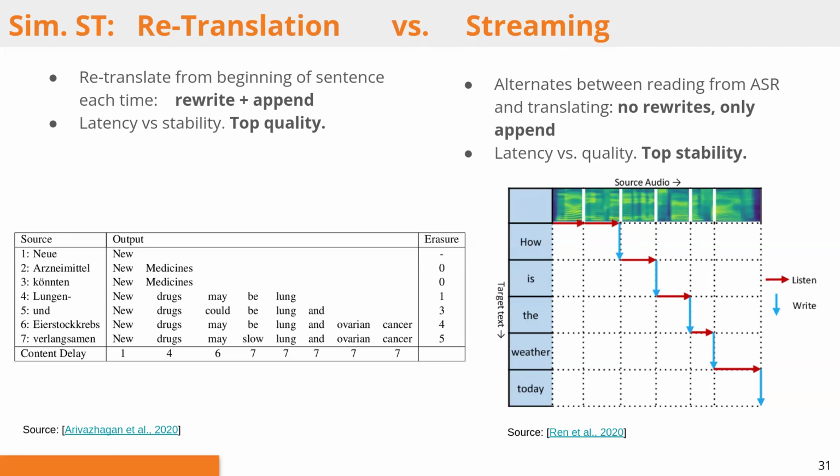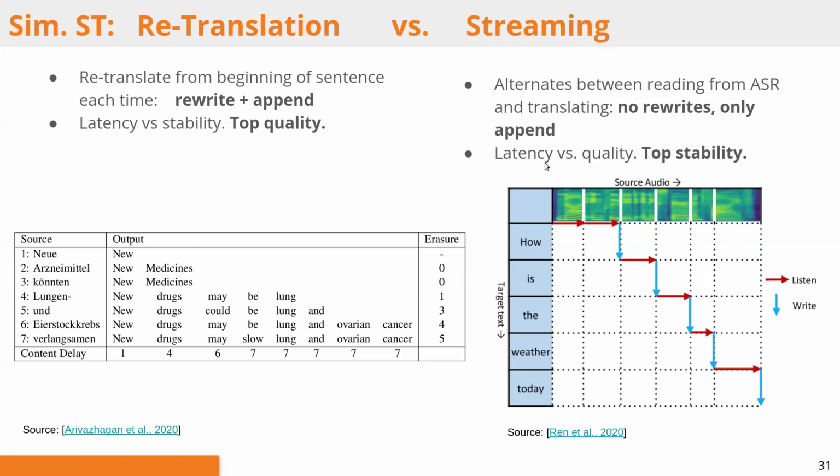In retranslation, it's latency versus stability, because when the stability is low, then the user must read what they read a moment before. So the content fluctuates. For example, here with delivering this forward, the second word is retranslated. So it's an undesirable effect, but the quality in the end is always the top. It's like if the whole sentence was available in full at the beginning.